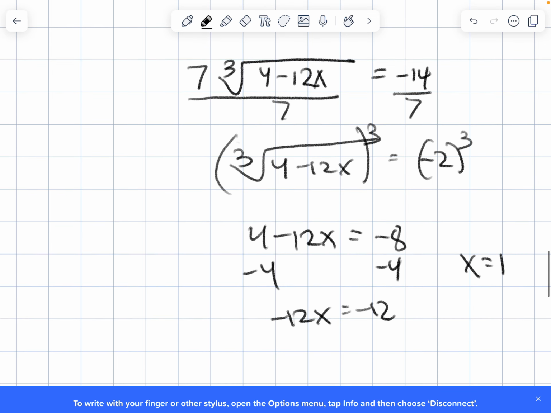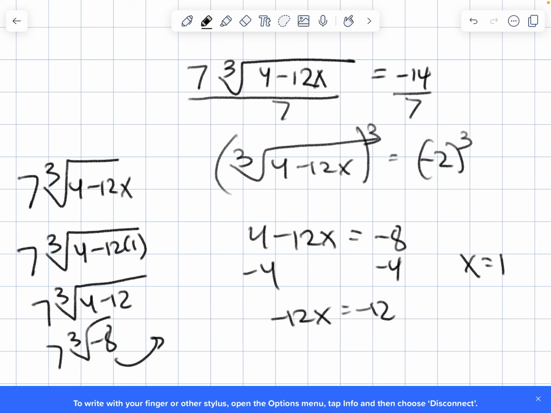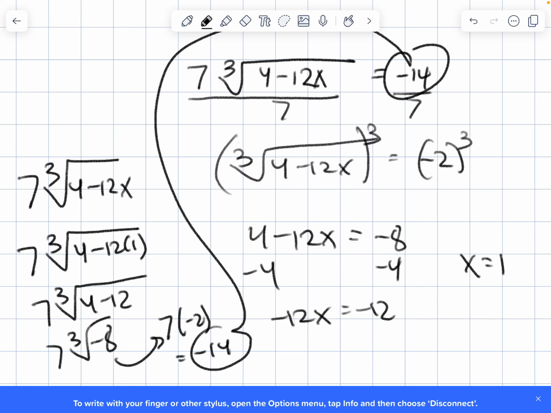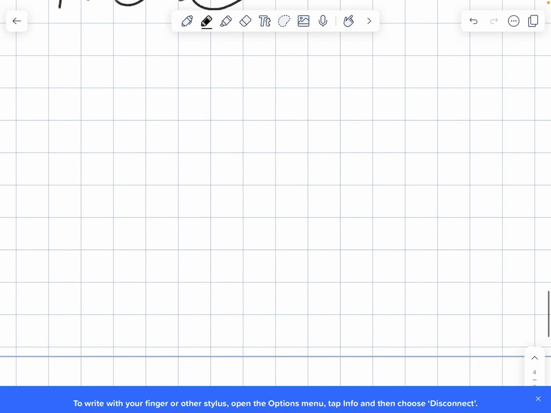Let's plug it in. So we have 7 times the cube root of 4 minus 12x. So 7 times the cube root of 4 minus 12 times 1. 7 times the cube root of 4 minus 12. 7 times the cube root of negative 8, which is equal to 7 times negative 2, which is negative 14, which is what we had here. Okay, so we've checked. There are no extraneous solutions. We're good to go.